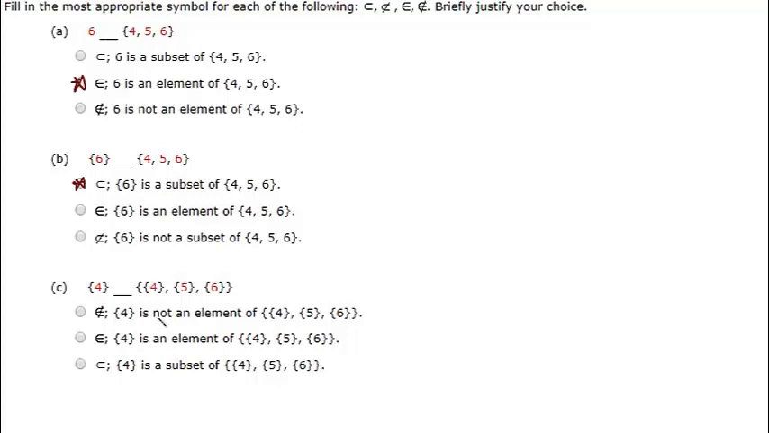Now C is kind of interesting because this right here is a set of sets. So on C you're looking at the set containing 4 as a member of this set. So you would say that this set containing the element 4 is an element of this bigger set because there is a set in there containing the element 4. I know it's really picky.